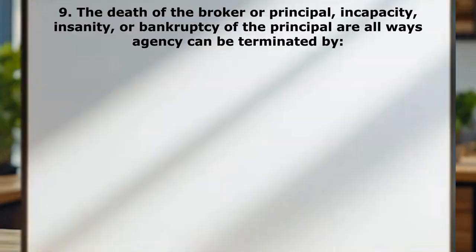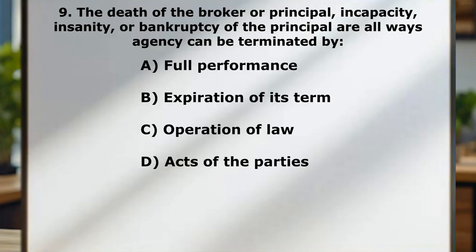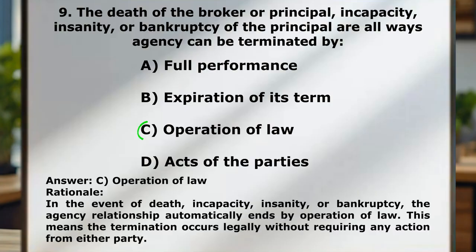Question number 9. The death of the broker or principal, incapacity, insanity, or bankruptcy of the principal are all ways agency can be terminated by A, full performance. B, expiration of its term. C, operation of law. D, acts of the parties. Correct answer, C, operation of law. So in the event of a death, incapacity, insanity, or bankruptcy, the agency relationship automatically ends by operation of law. This means the termination occurs legally without requiring any action from either party.